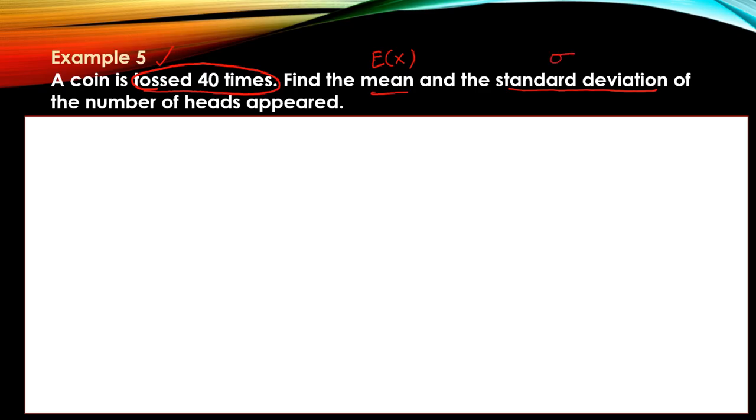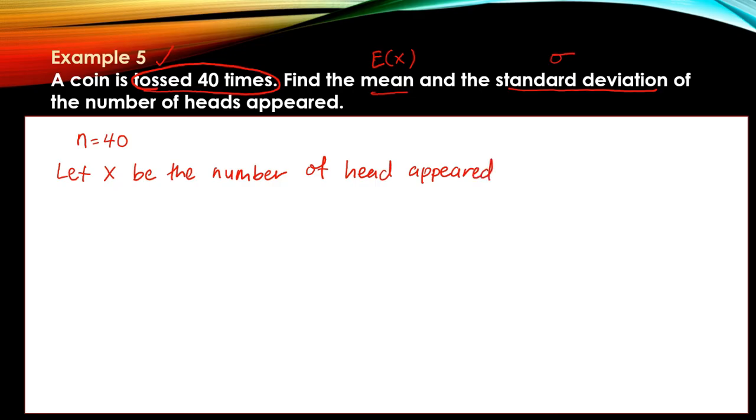From the information given, we already know our value of n, which is n equals 40, since the coin is tossed 40 times. Let's define our x. Let x be the number of heads appeared. Before you solve the problem, you need to identify your x first. So for this example, our x will be the number of heads appeared.